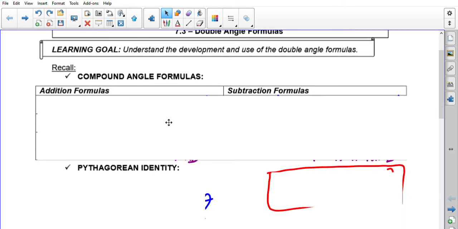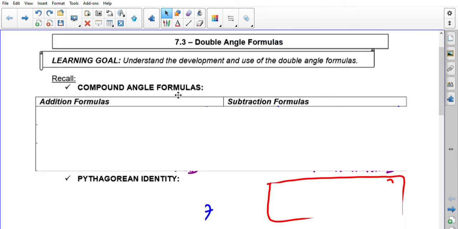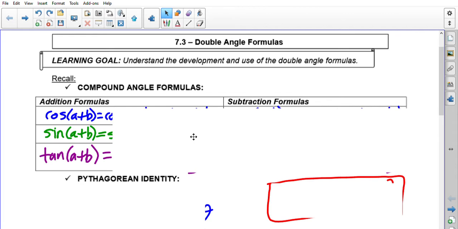Alright, just to review, before we go into the double angle formulas, let's review the compound angle formulas that we learned in the last lesson. Those are also known as the addition and subtraction formulas. Let's remember cosine A plus B. For that rule, the cosines stay together and then the sine switches. For sine, the sine and cos are together and then the sign stays the same. And for tan, the numerator has the plus sign in between and a negative on the bottom.